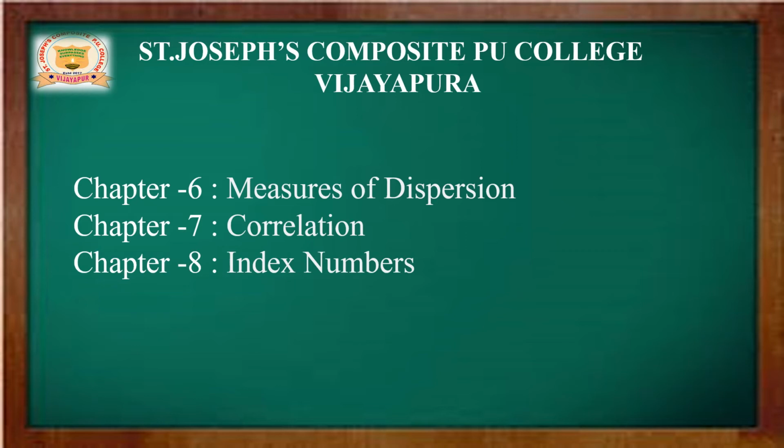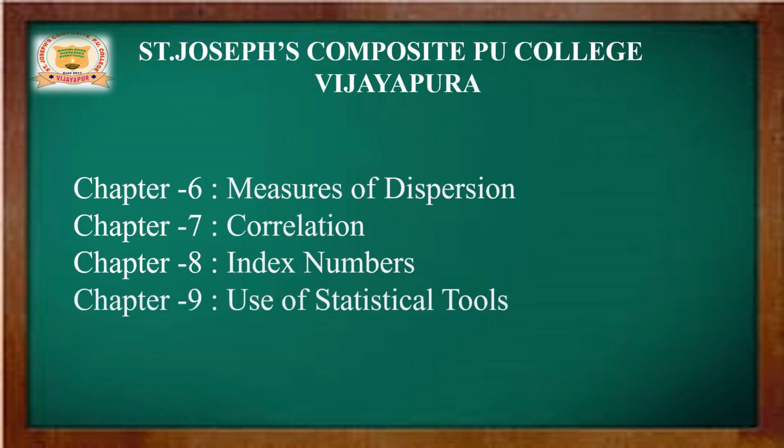And also chapter number 8, Index Numbers. In this chapter we will learn how index numbers are useful, what the different types of index numbers are, and how a country uses index numbers. Those concepts we need to learn. And the last chapter is Use of Statistical Tools. That means what types of statistical tools we can use for arranging the data. All these concepts will be included in chapter number 9. So this is what the chapters of part A contain.